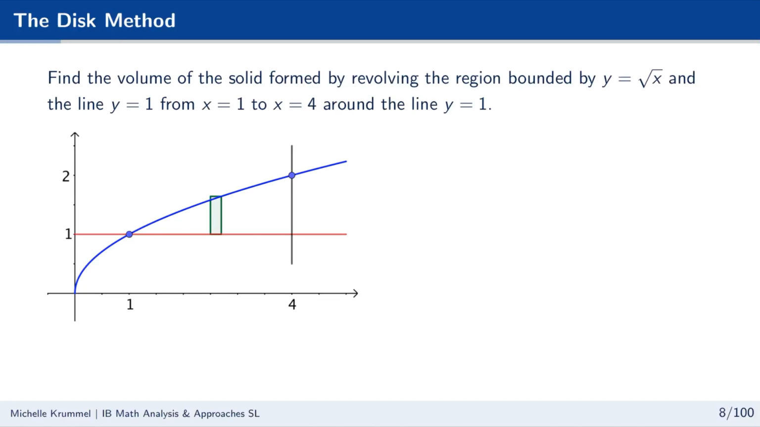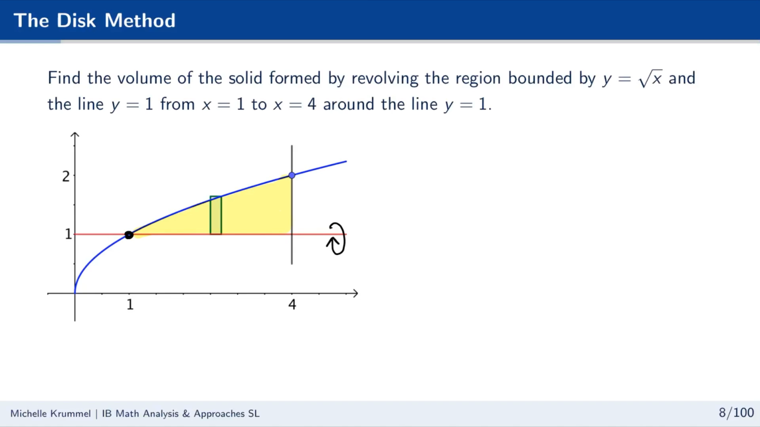Okay, let's find the volume of the solid formed if we revolve the region bounded by y equals square root of x, that's the blue function, and the line y equals 1, that's the red function, from x equals 1 to x equals 4, around the line y equals 1. So this time we're not rotating around the x-axis or the y-axis, we're rotating around the line y equals 1. So here is our region that we are rotating, and we are rotating around this line y equals 1.